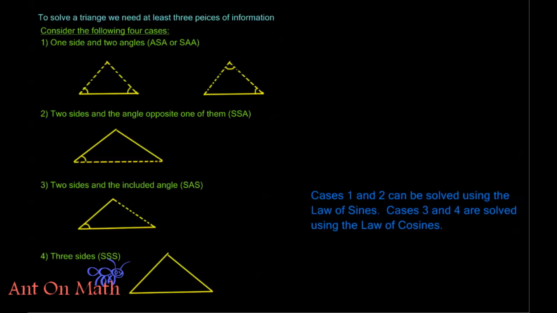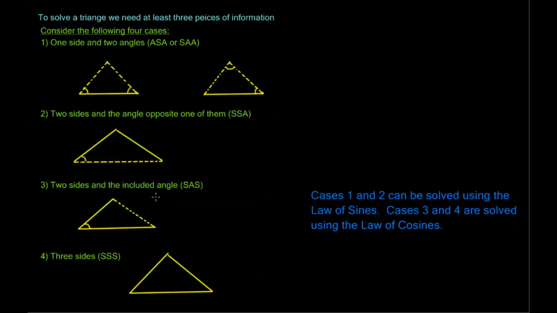Let's consider these following 4 cases. We could have one side and 2 angles, and that could either be in the form of a side between 2 angles or a side followed by 2 angles, and we call that an ASA or an SAA triangle respectively. We could also have what we call an SSA triangle. That's where we have 2 consecutive sides where the angle is opposite one of those sides. This is our triangle number 2 here, and you can see the solid lines and the solid angles, those are my known information. The dotted lines are the sides that I do not know.